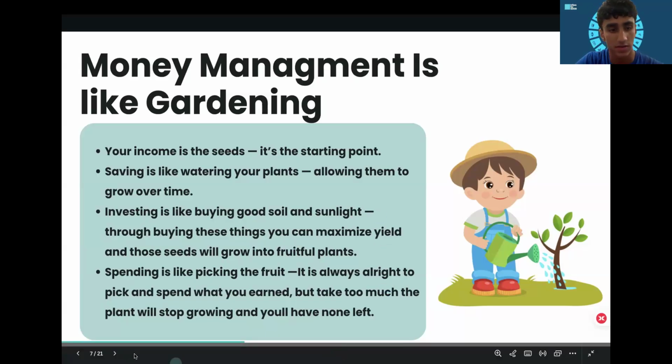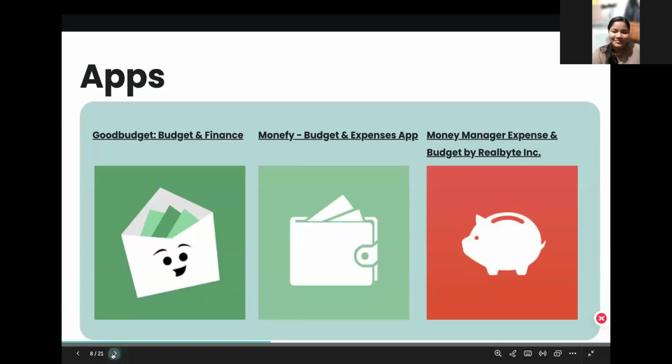Is that good? Is that clear, Durgeshwari? Okay. Yes. Okay, yes. We can move ahead.